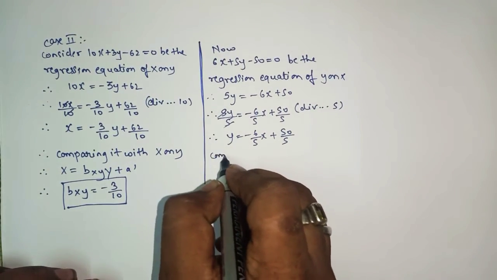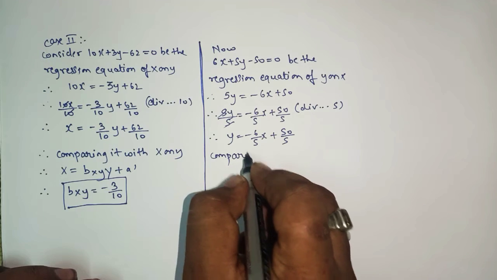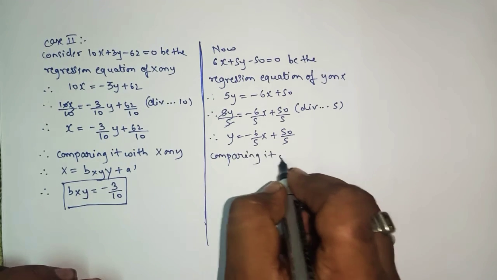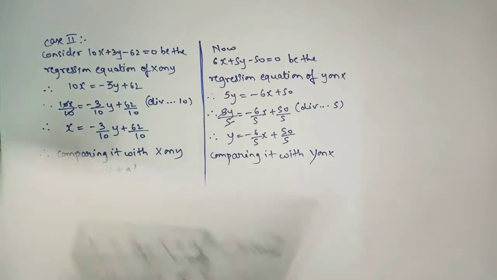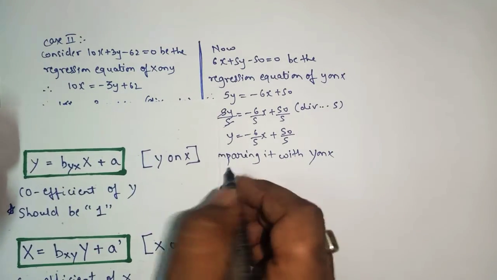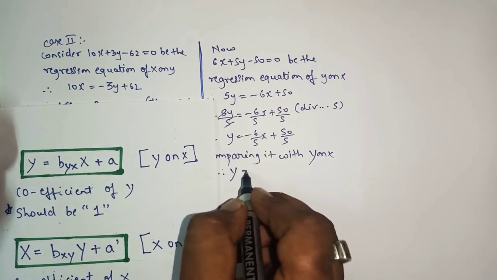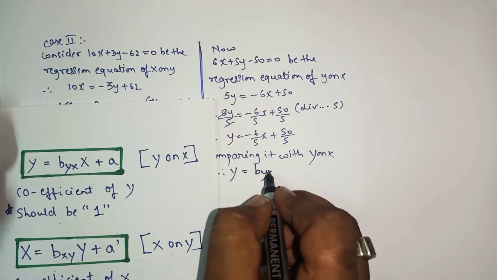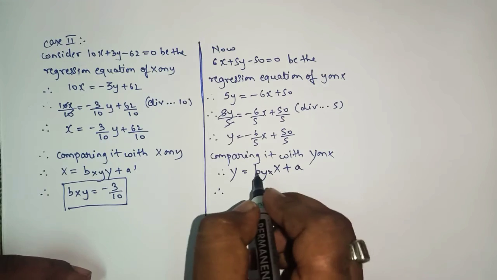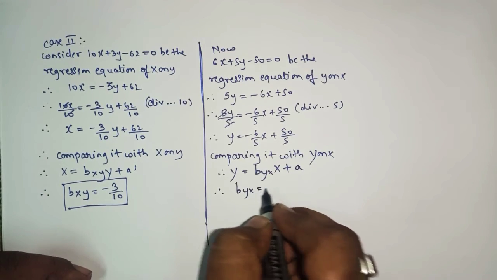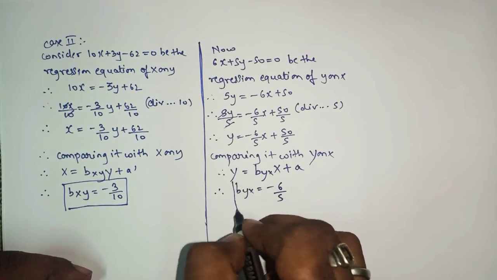So we'll compare this, comparing it with y on x. So what is y on x? Y equals to byx x plus a. So therefore byx is minus 6 upon 5.